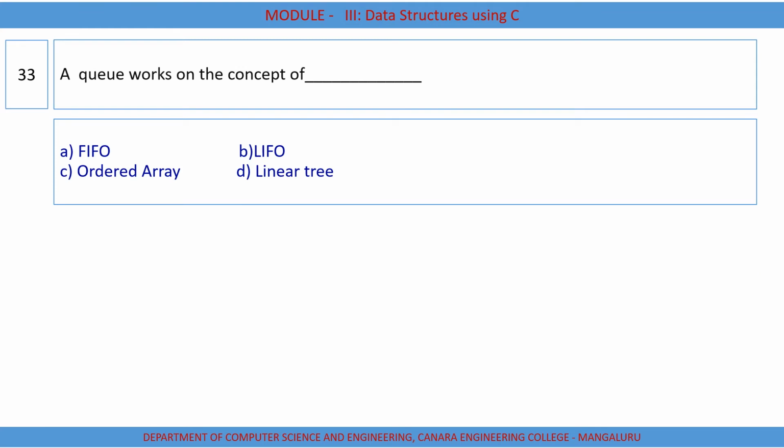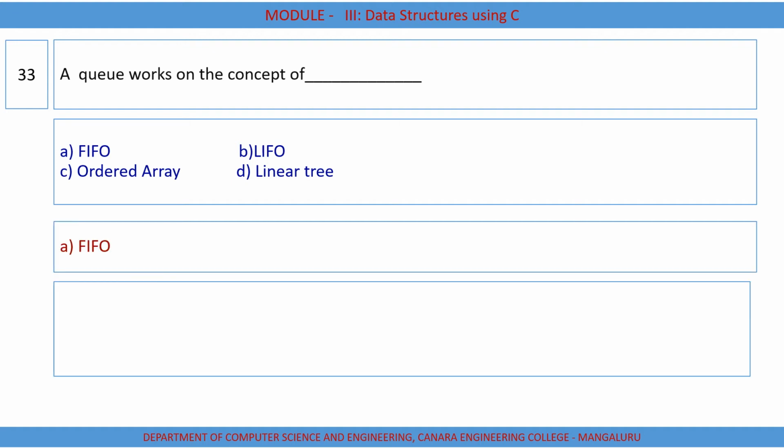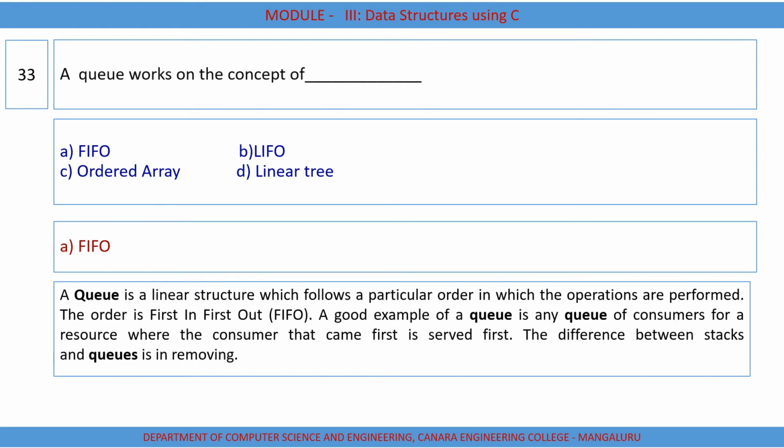A queue works on the concept of: first one is FIFO, second one is LIFO, third one is an ordered array, and fourth one is a linear tree. So the answer is FIFO, first in first out, for the queue. A queue is a linear structure which follows a particular order in which the operations are performed. The order is first in first out. A good example of a queue is a queue of consumers for a resource, where the consumer that came first is served first. The difference between stacks and queues is in the way of removing.